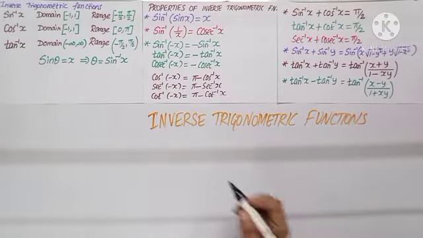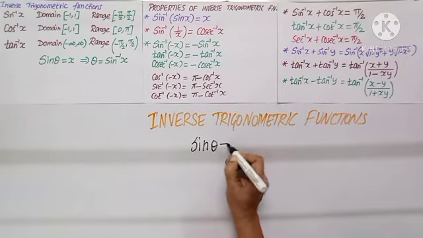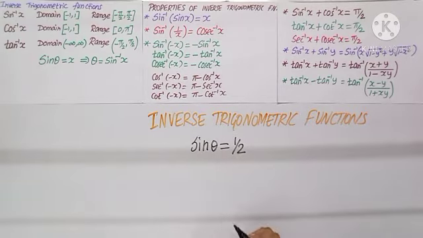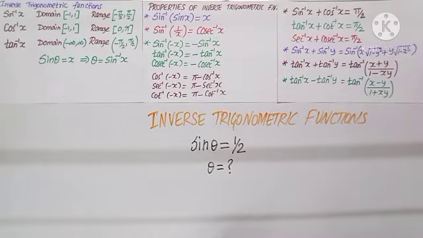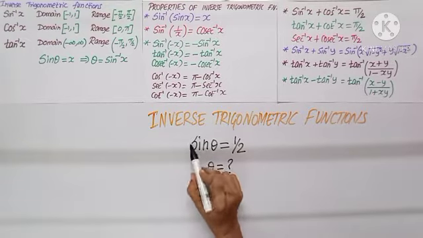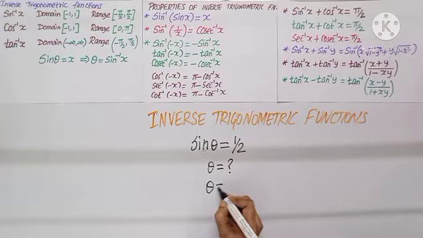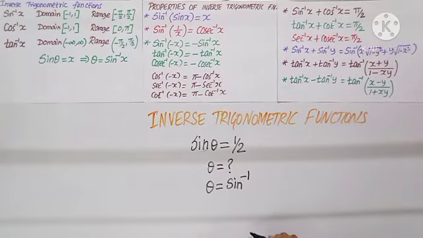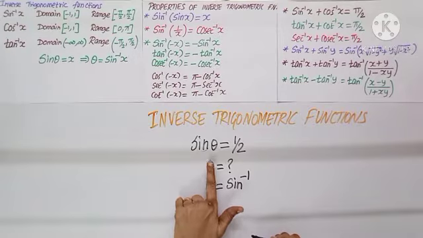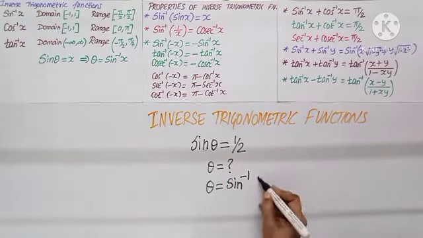What do you mean by this word inverse? Suppose I have sine theta equal to 1 by 2. What is theta? If I want theta, sine alone goes to the right. How does sine alone go to the right? As inverse. Leaving theta here, sine alone goes to the right side as sine inverse.